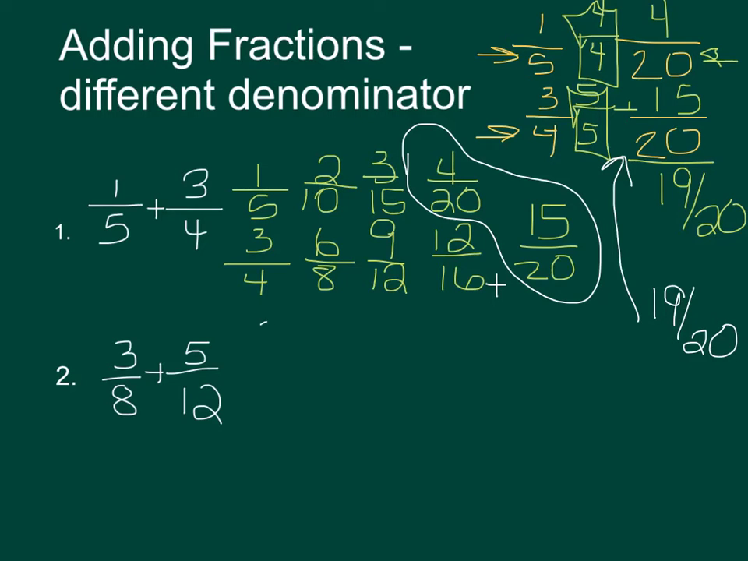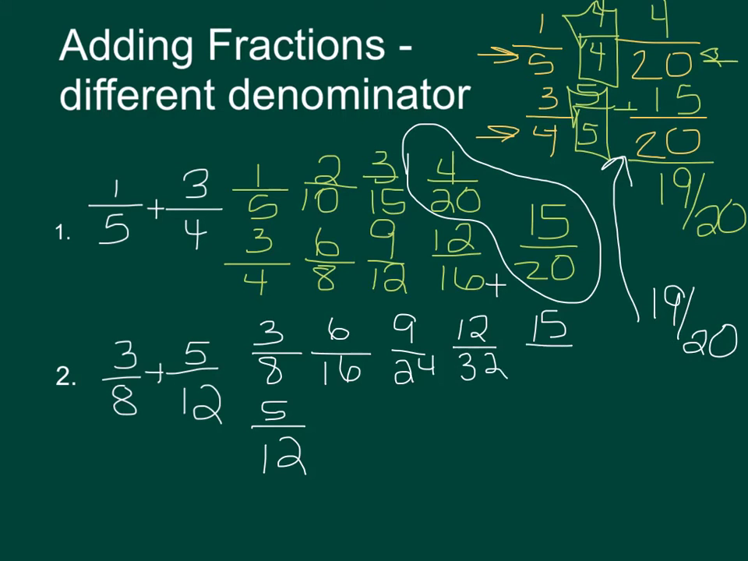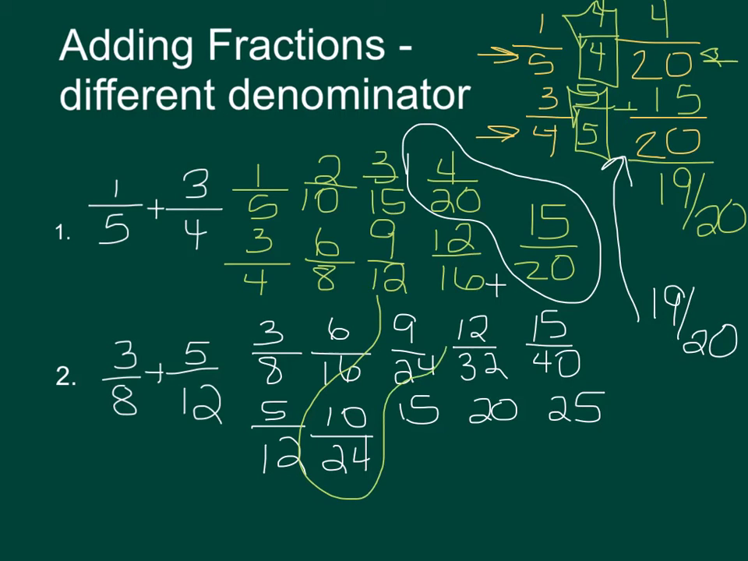Okay, let's see how you did. I'm going to do the list method, 3/8 and 5/12. I'm going to start counting. Here I'm going to count by 8s. 8, 16, 24, 32, and 40. 5, 10, 15, 20, 25. Now by 12s. 12, 24. These can get tricky. Oh, well, I don't even have to go any further. I can see that I've now found my common denominator. 9 24ths and 10 24ths is 19 24ths.